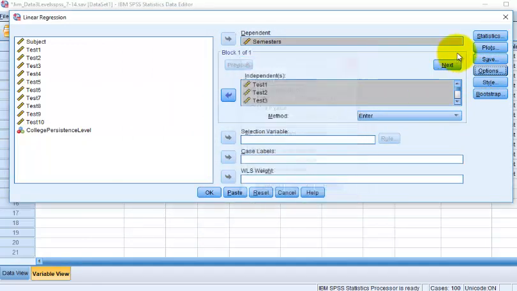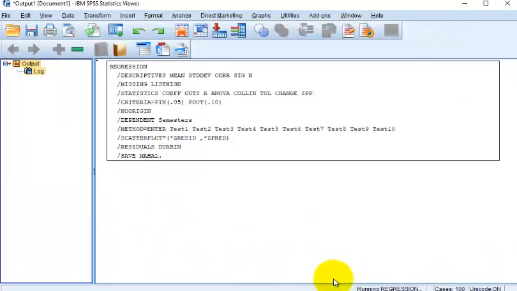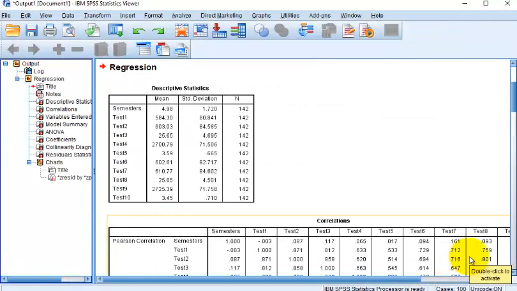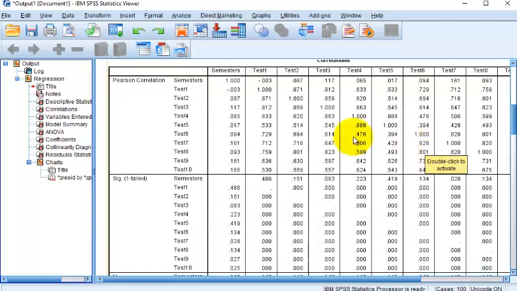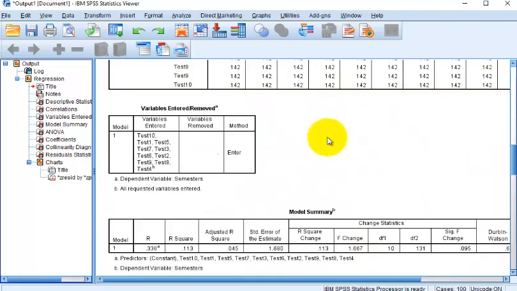Options, I don't think we need anything there. The rest of this stuff is crap. And never ever bootstrap. Bootstrap is for losers. Okay, click OK. And the output says, dun, dun, dun, dun. Here's all the means and standard deviations. We really don't care about what these are in a regression model. And the correlation table, we don't care about that right now either.